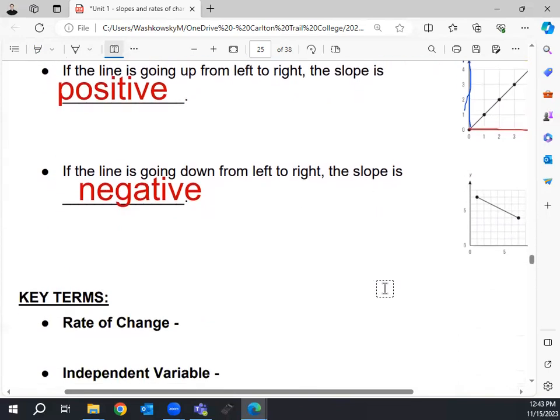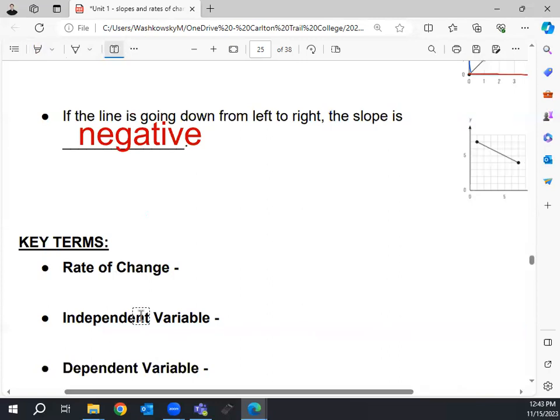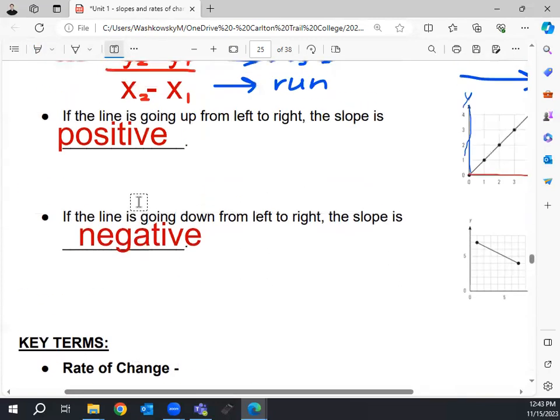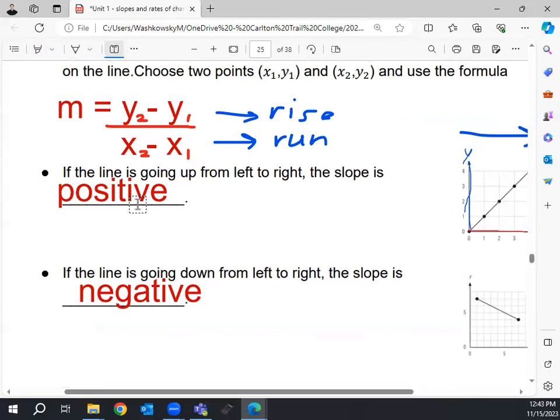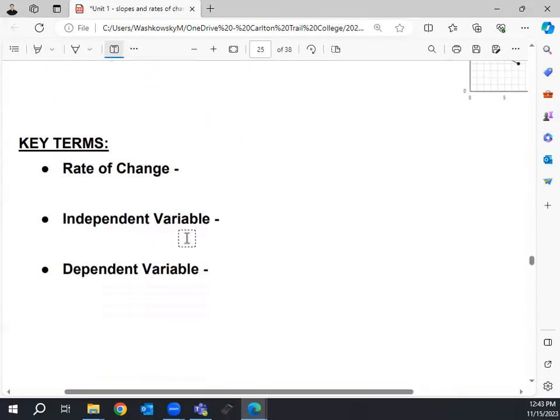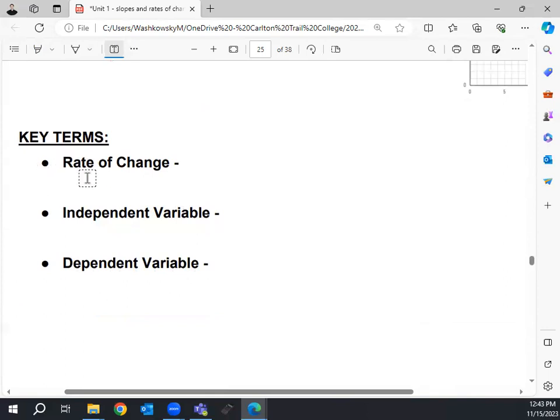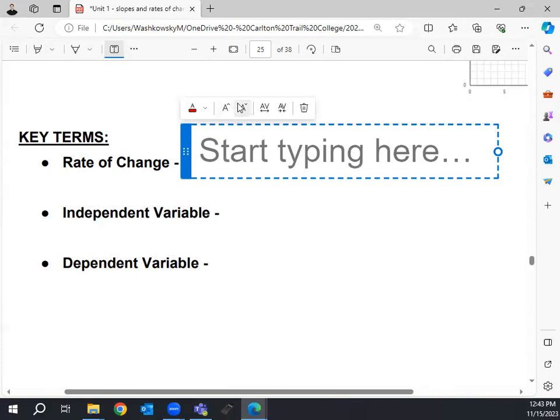And so we have a couple of key terms here. We're going to be referring to the sheet a couple times today because I'm not expecting you guys to be like, okay, we talked about all this, we've memorized it, let's go use it. We're going to refer to this a couple times today. But we have a couple key terms here. We have rate of change, independent variable, and dependent variable. So let's talk about these ones really quickly.